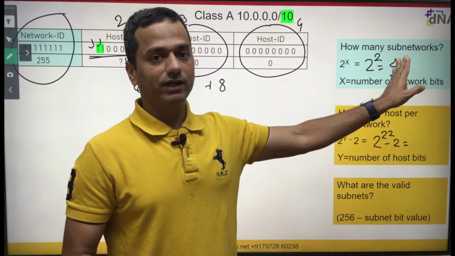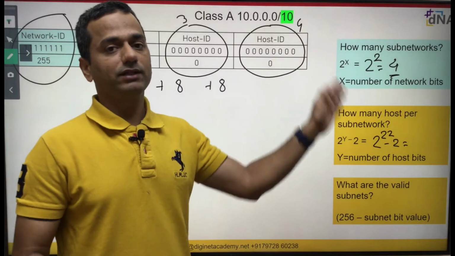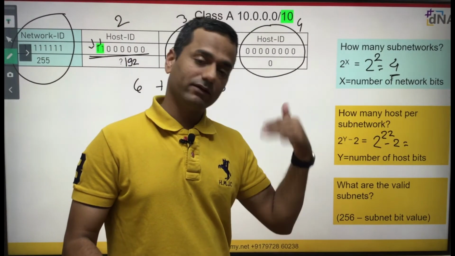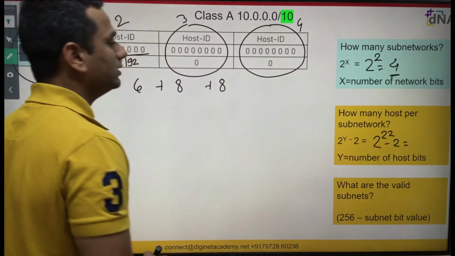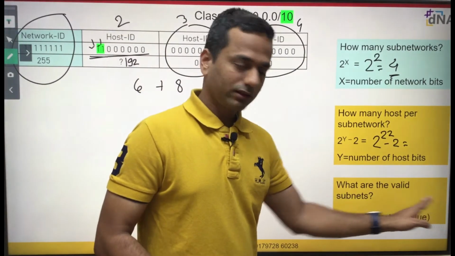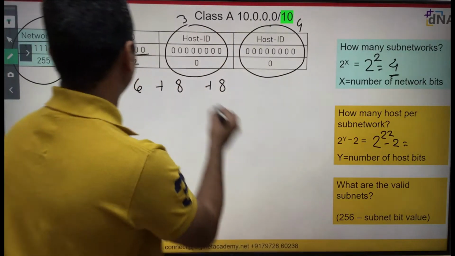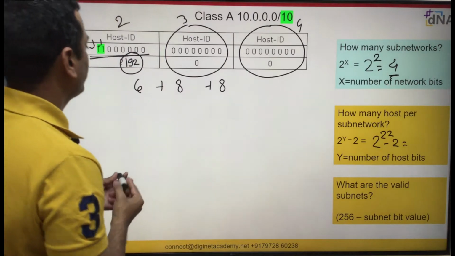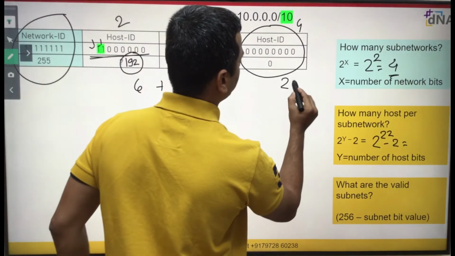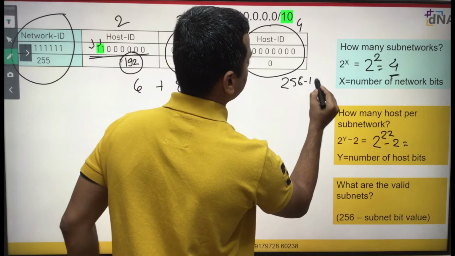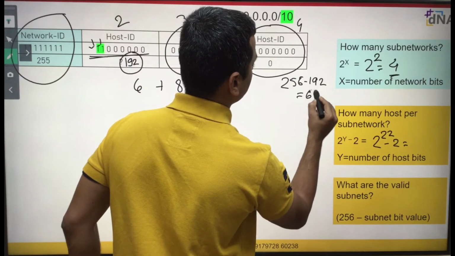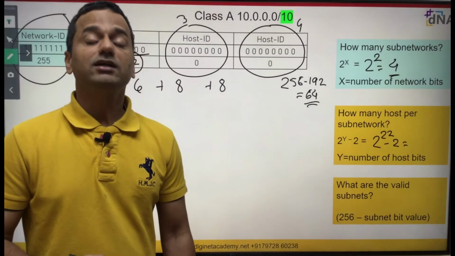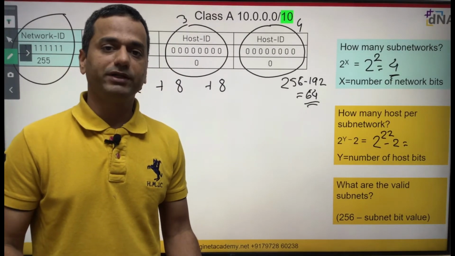Networks are now increasing. Why? Because we are borrowing the bits from the second octet, then we will from the third and from the fourth octet respectively. Okay? So what are the valid subnets? Simple formula: 256 minus the subnet mask, which is 192. So 256 minus 192 is equal to 64. There is an increment of 64 in which octet? Second octet. Why? Because we have borrowed the bit from the second octet only.